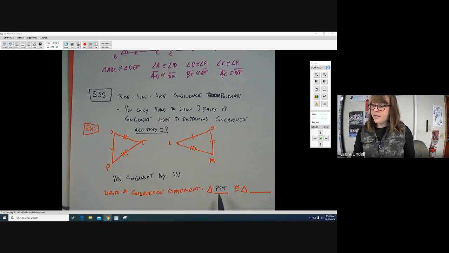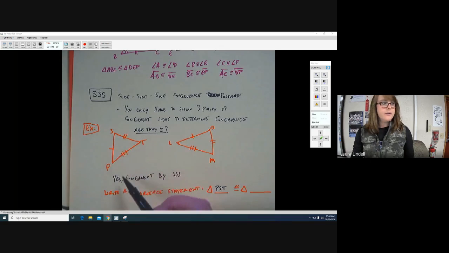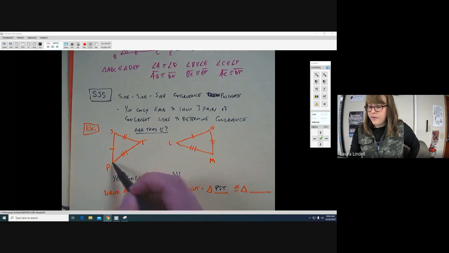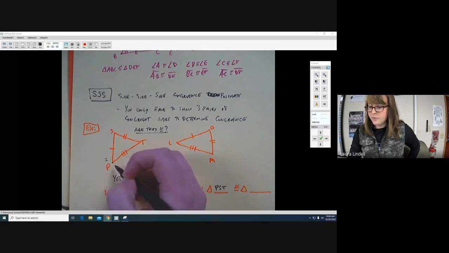But since I put PST, I need to put some letters that go with PST over here. And it's a little bit harder to do without the angles labeled in the picture. So here's what you do. First off, we have to figure out what goes with P. P is between the one with one line in the side and 3. So P is between 1 and 3.